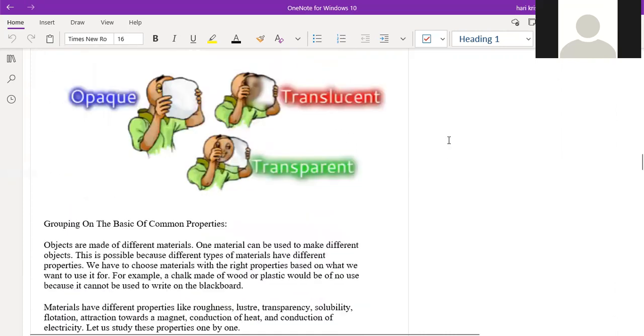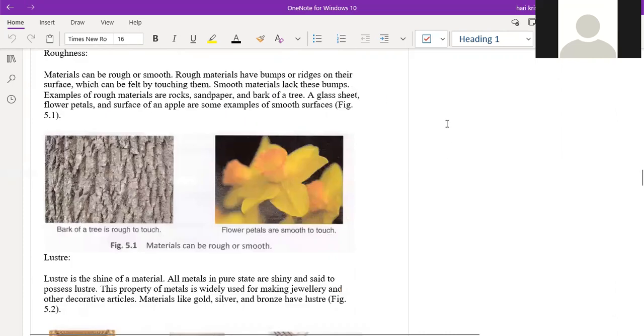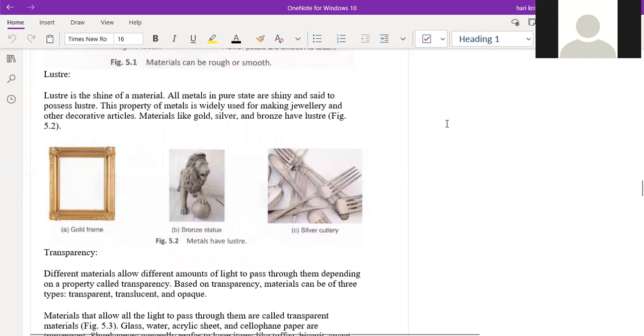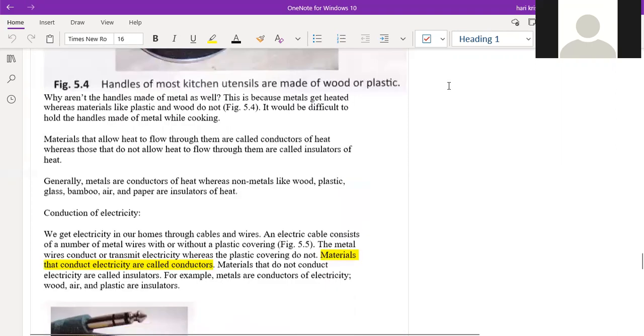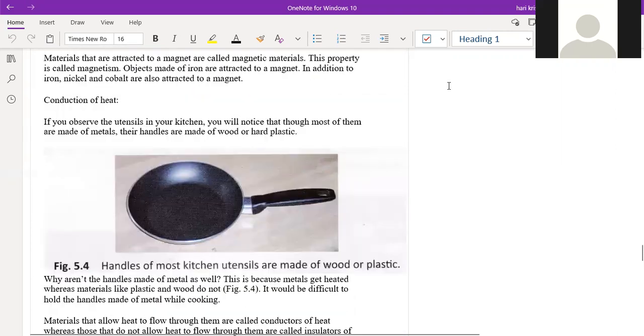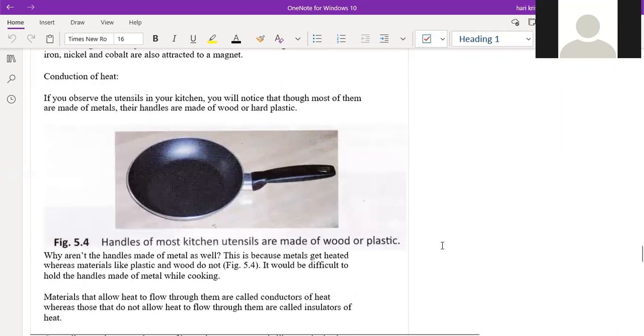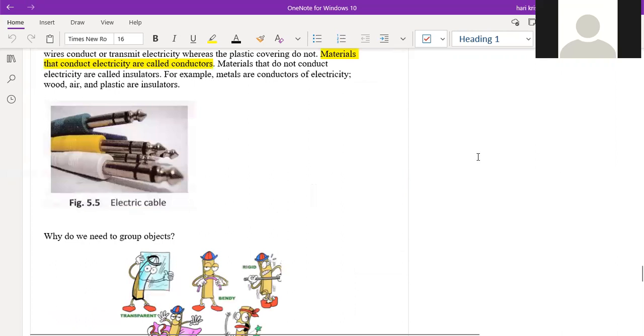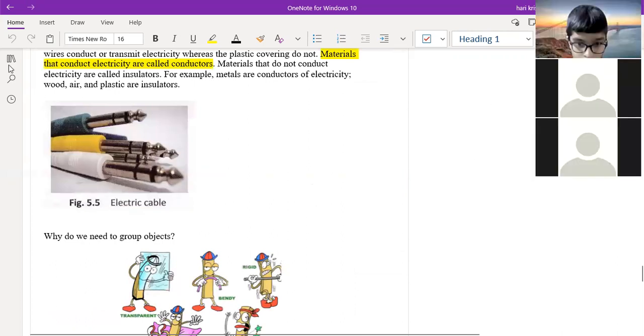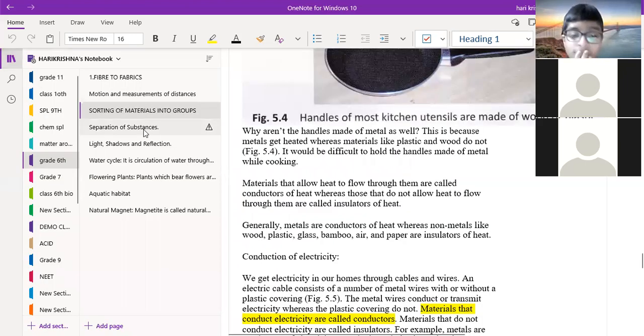Roughness, smoothness, luster. All these things you have done in the last class itself. Conduction of heat, the modes of conduction of heat: conduction, convection, and all the things you have done. Any doubts in this topic? No, sir. So today we'll start the new topic.